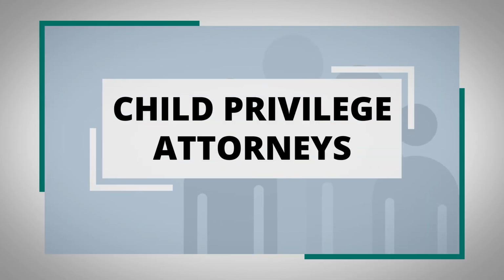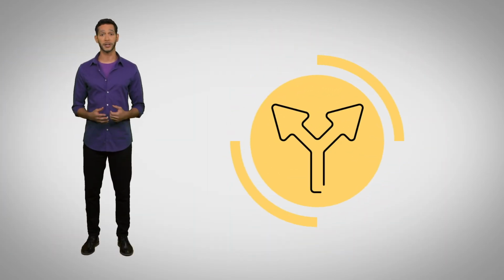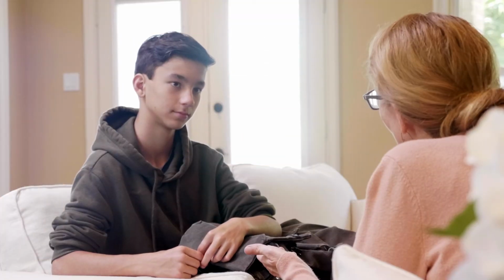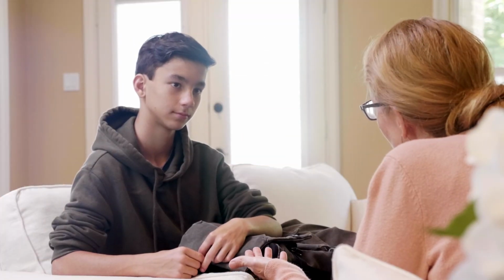Okay, let's move on to the third type of child counsel, child privilege attorneys. This type of lawyer is appointed to decide if a child's right to privacy should prevent certain information from being shared in court. This mostly comes up when a child is seeing a therapist. Let's say you, or the other party, want your child's therapist to share information about your child because it may be helpful in your case.